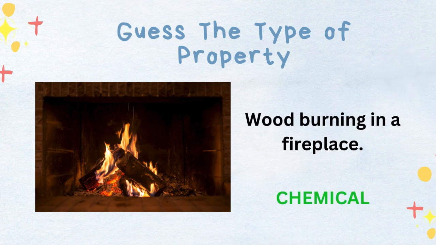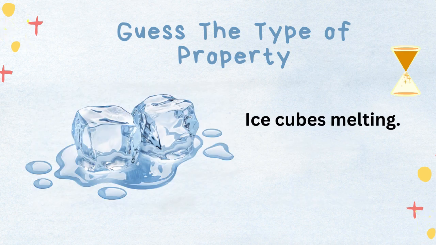Chemical property. The combustion of wood in a fireplace is an example of a chemical property of materials, since it involves chemical reactions that produce new substances and release energy. Ice cube melting. Physical property. Ice cube melting is a physical property of a material since it does not involve a change in the chemical identity of the substance.